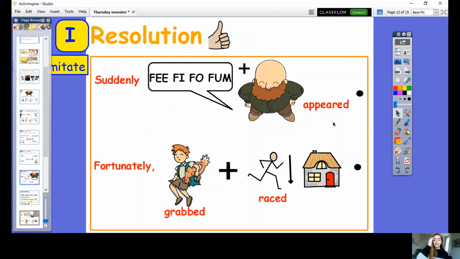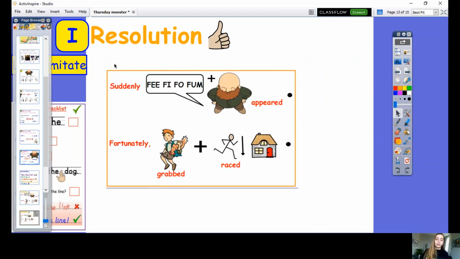If you would like, you can add way more detail than that. So when I do my writing, I don't have to just stick to that a huge, terrifying giant appeared. I could also challenge myself and write another sentence about that giant and what he is like. And then we have our second sentence where Jack, or the main character, my main character is now Tom, grabs the hen and races back down home.